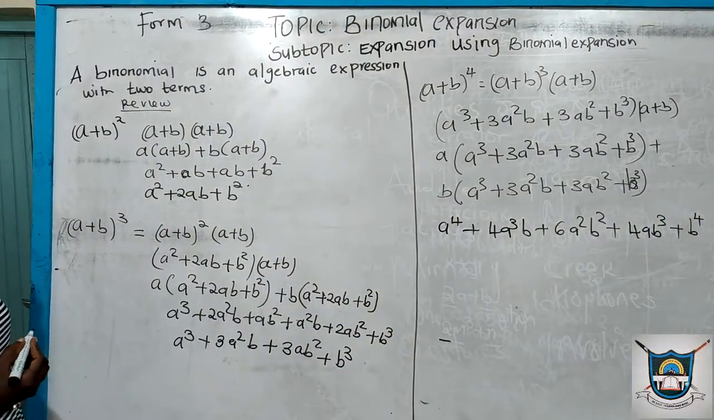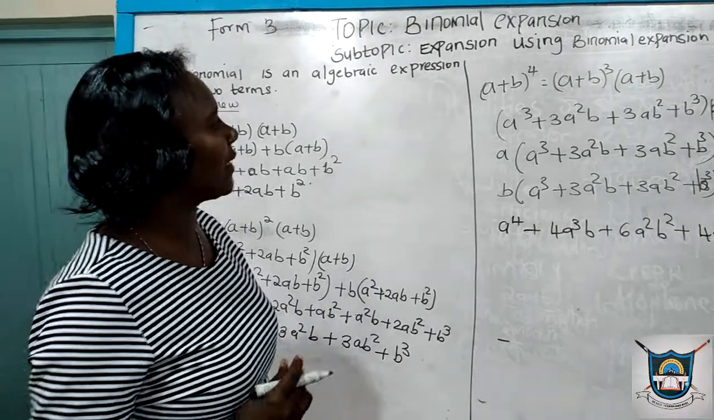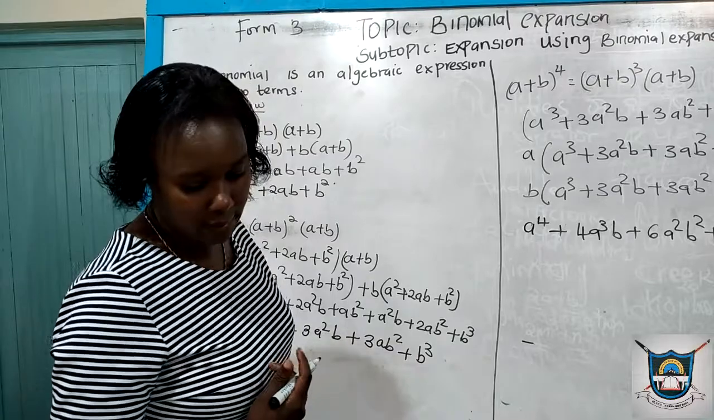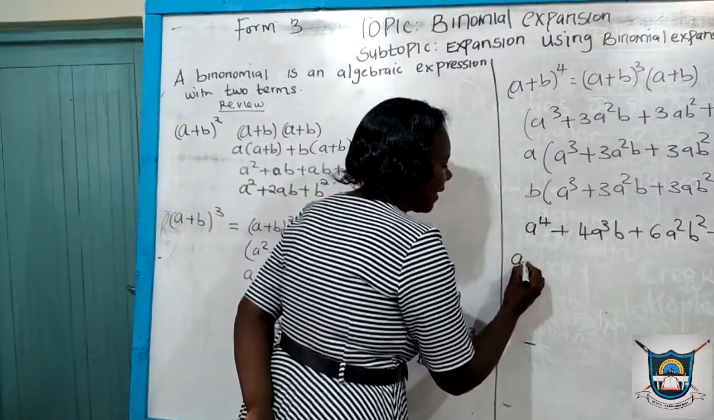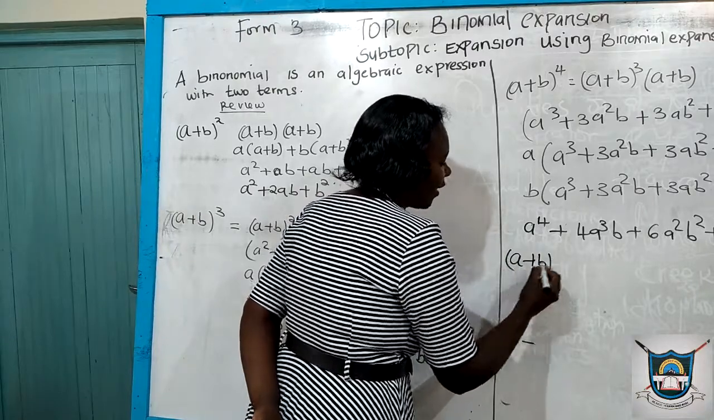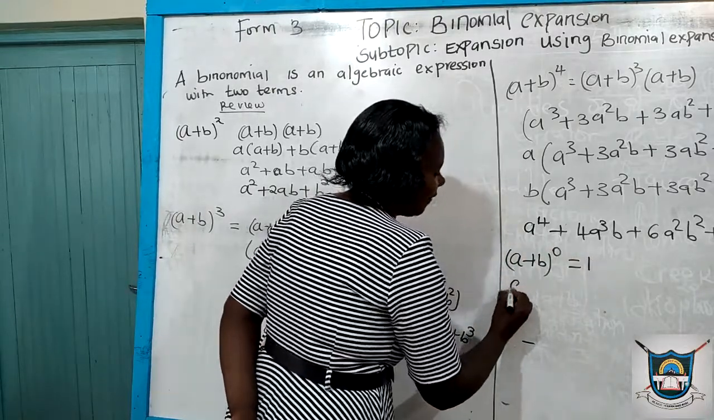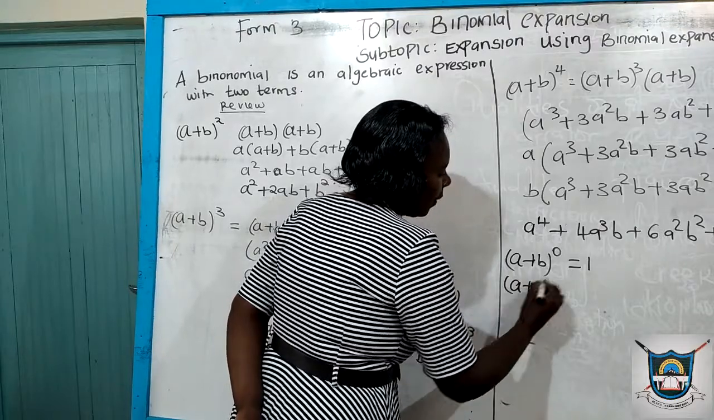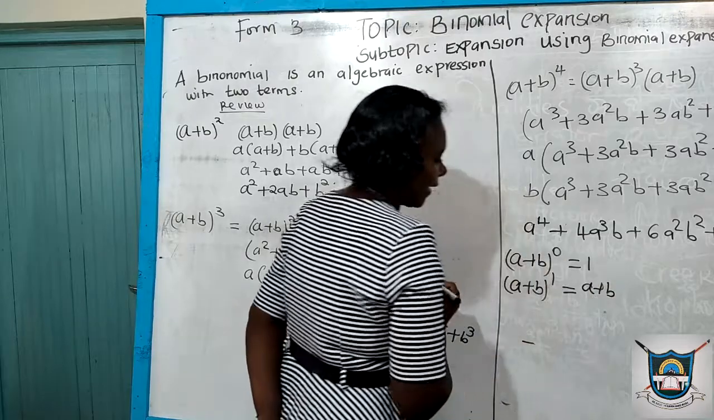Now if you look at all of them, for us to be able to solve them, we require something we call Pascal triangle, and we can start by what we have. In form 2, we say under indices, any number to power 0. If we have (a + b) to power 0, the answer should give us 1. If we have (a + b) to power 1, it becomes the same, so it is a plus b.